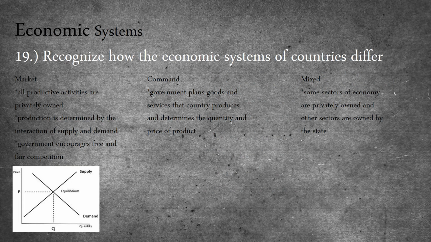Economic systems. Market. All productive activities are privately owned. Production is determined by the interaction of supply and demand. Government encourages free and fair competition. Command. Government plans goods and services that country produces and determines the quantity and price of product. Mixed. Some sectors of the economy are privately owned and other sectors are owned by the state.